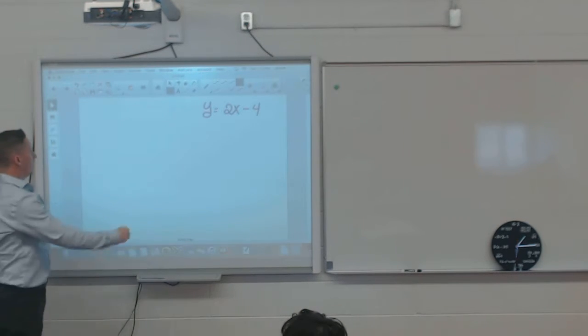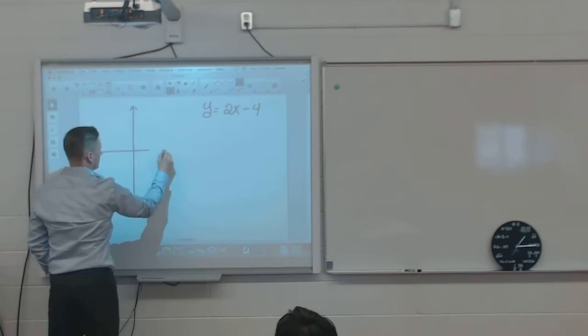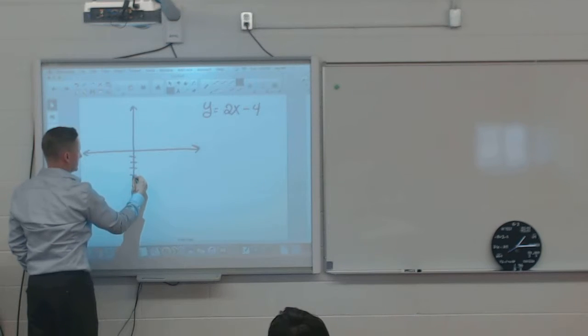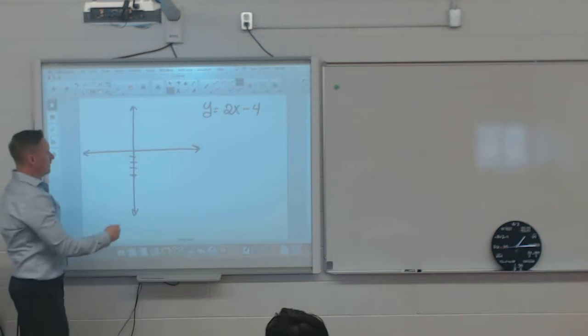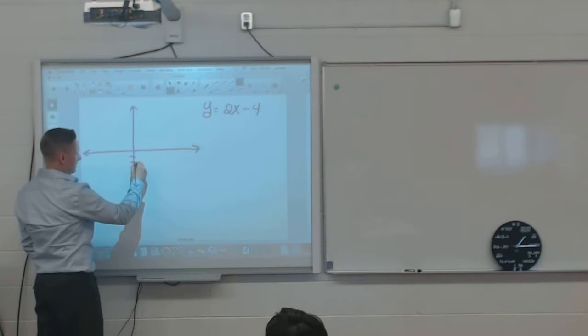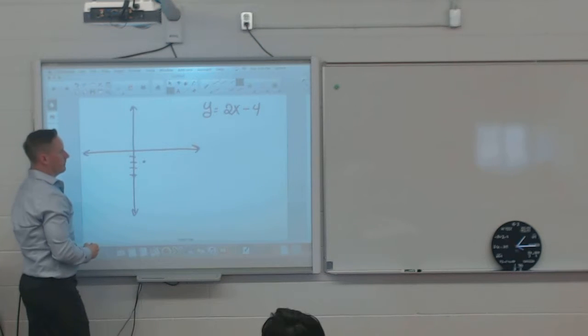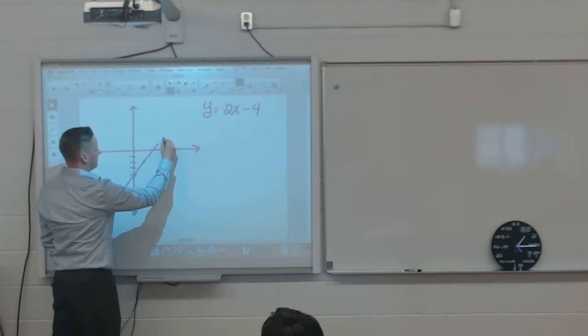Negative 4 is your y-intercept. Okay, so let's go to 0 and negative 4, because that's my starting coordinate. 1, 2, 3, 4. 0, negative 4. Where does my slope tell me to go? Up 2, left 1. Up 2, like right, sorry. Up 2, to right 1, to right here. Okay, so far? Alright, and I draw my line through there.